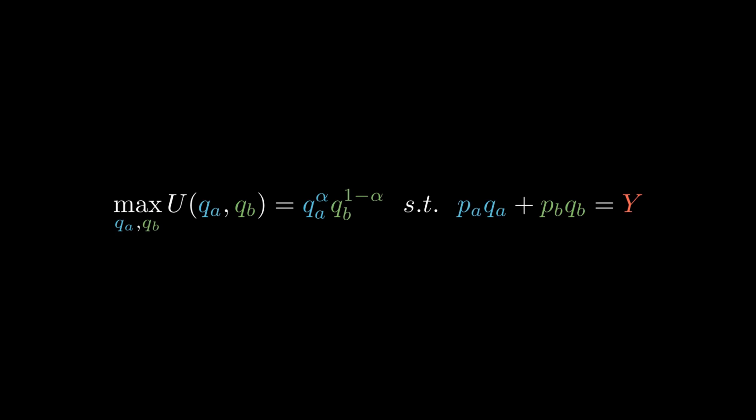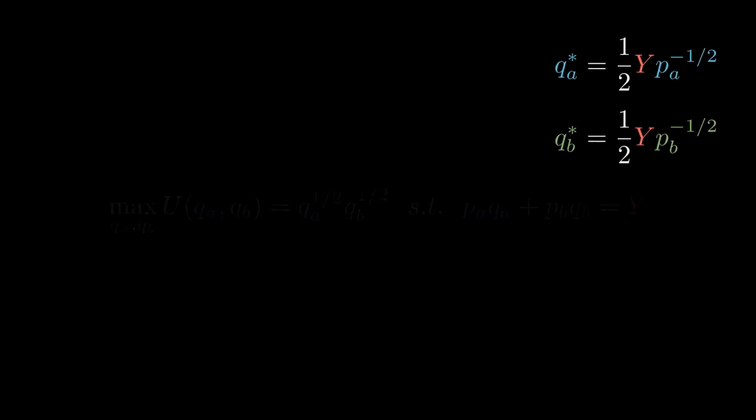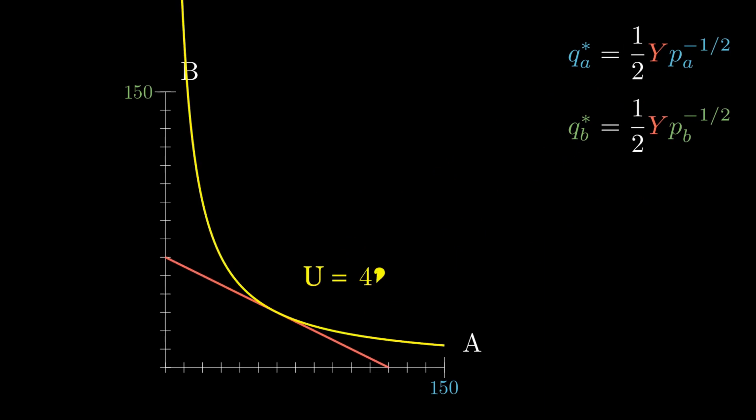Let's consider the consumer's problem with the standard Cobb-Douglas utility function. And let's set alpha equal to 1/2 for this example. The solution to the consumer's problem gives us an optimal bundle of QA and QB, which depends on PA and PB with Y. We graphed the consumer's problem with the budget constraint and the indifference curve, finding that the optimal bundle we solved for happens at the point where the budget line was tangent to the indifference curve.